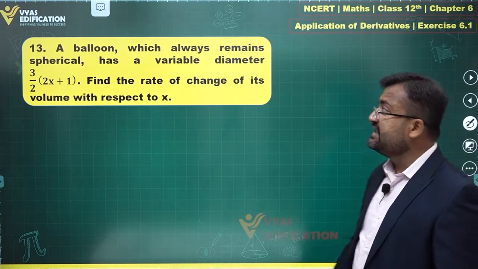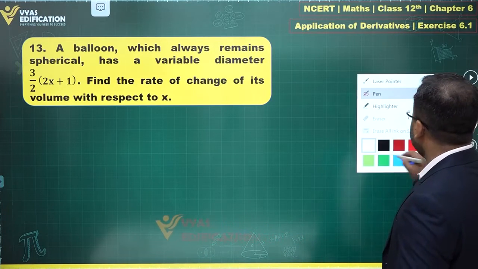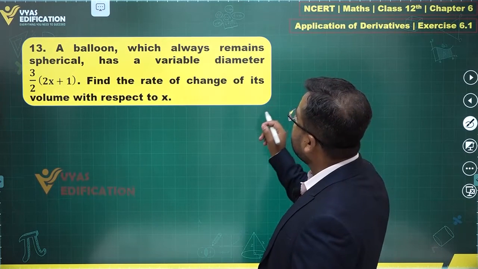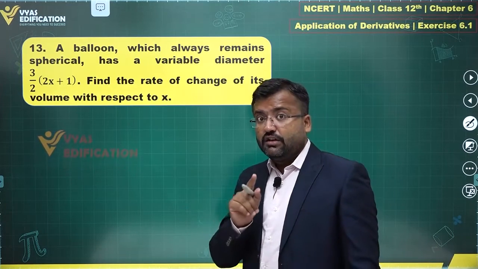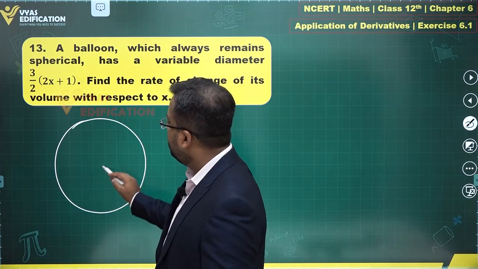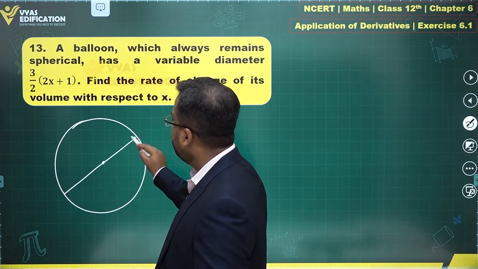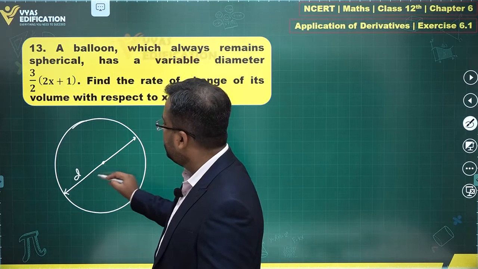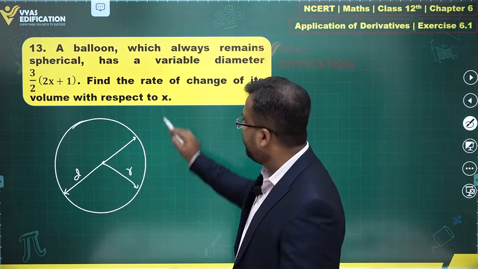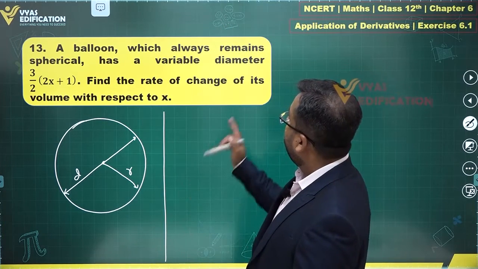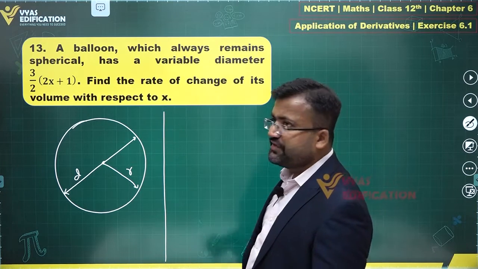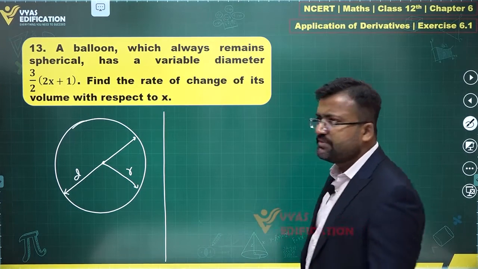The 13th question says a balloon which always remains spherical has a variable diameter. Now we are talking about the diameter over here. Let's not forget that. And this is the diameter, let's say. If this is the diameter, then this will be the radius, which is half of the diameter, right? Find the rate of change of its volume with respect to x.